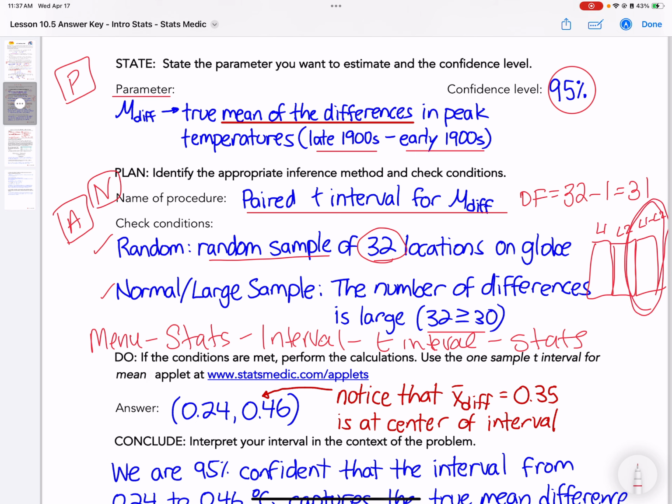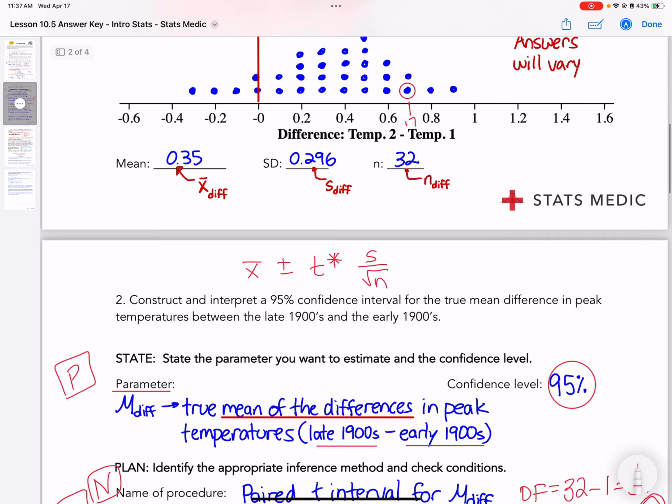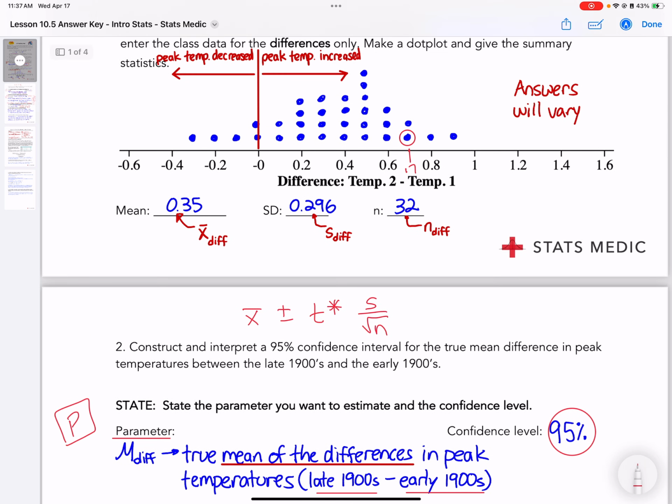But since we already have what x-bar diff equals and s diff equals, all of these things, we're just going to go to stats. Okay, so let's go ahead and go to that. Remember, this is the data we're going to use, so I'm going to just take note of that.